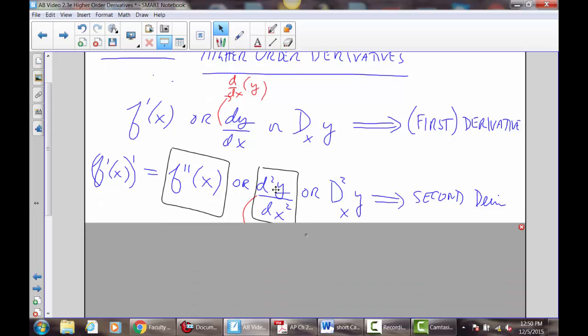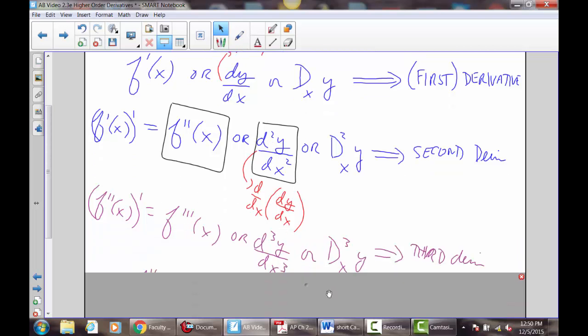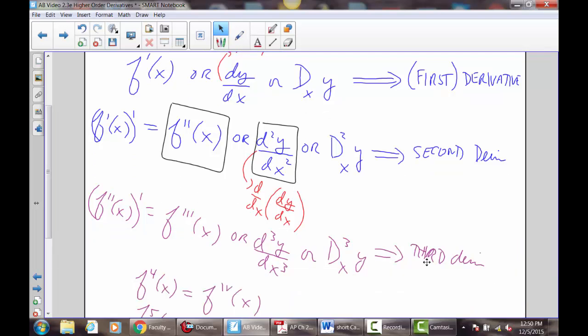Now the reason it looks the way it does is really the way you can think of it. Dy dx is really the derivative with respect to x of y. So here you're taking the derivative with respect to x of the first derivative, which is dy dx. You can kind of naturally see there's two d's here and two dx's there, so that's why the notation looks the way it does. Third derivative, of course, would look like this, etc.